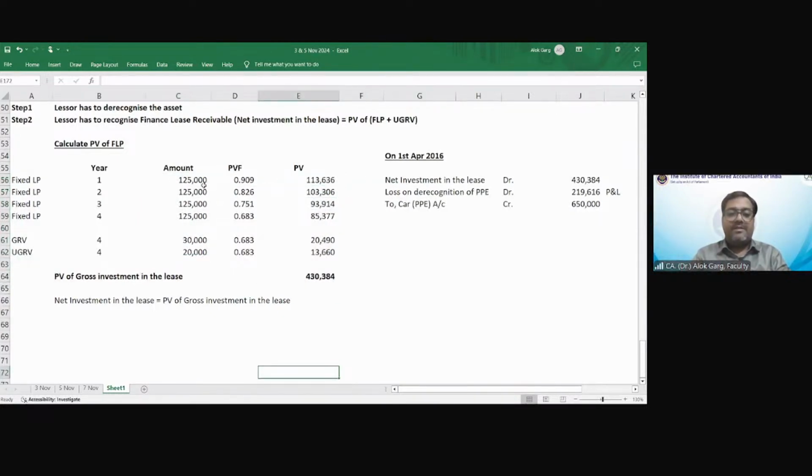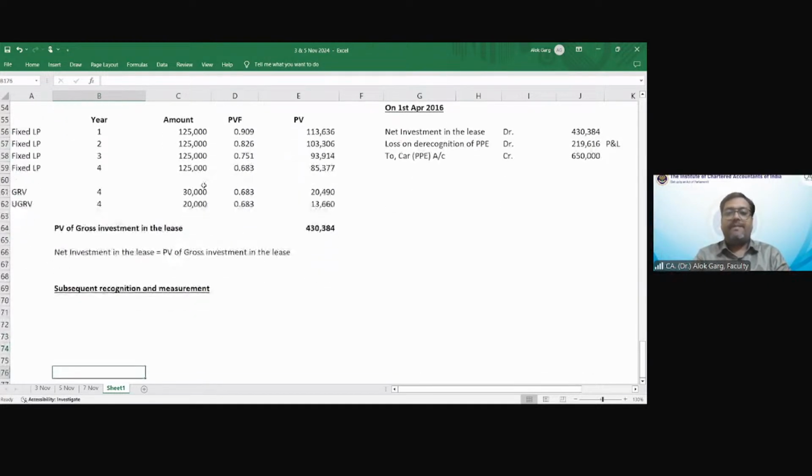Subsequent recognition and measurement. So let me prepare the finance lease receivable schedule. This unrecognized revenue is only a notional amount. Is it required to consider in the P&L account? Subsequent recognition and measurement. Just hold on for a minute.